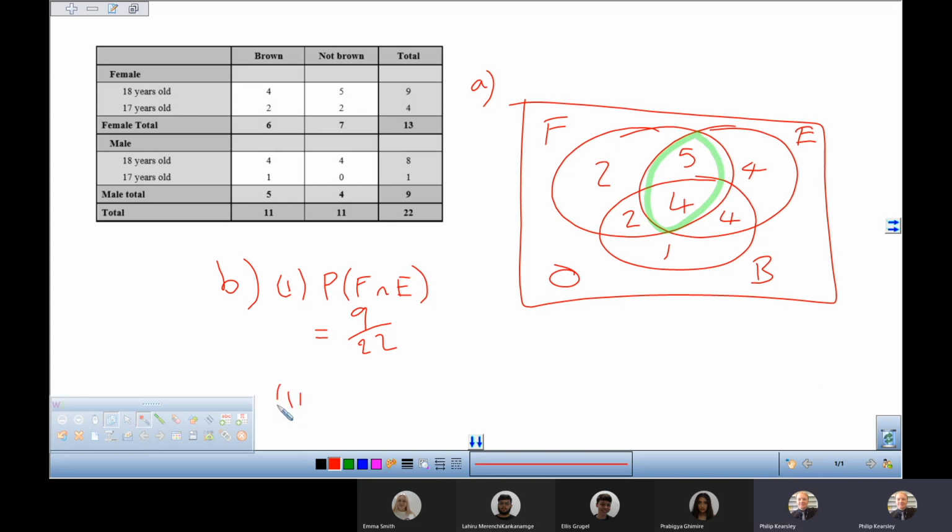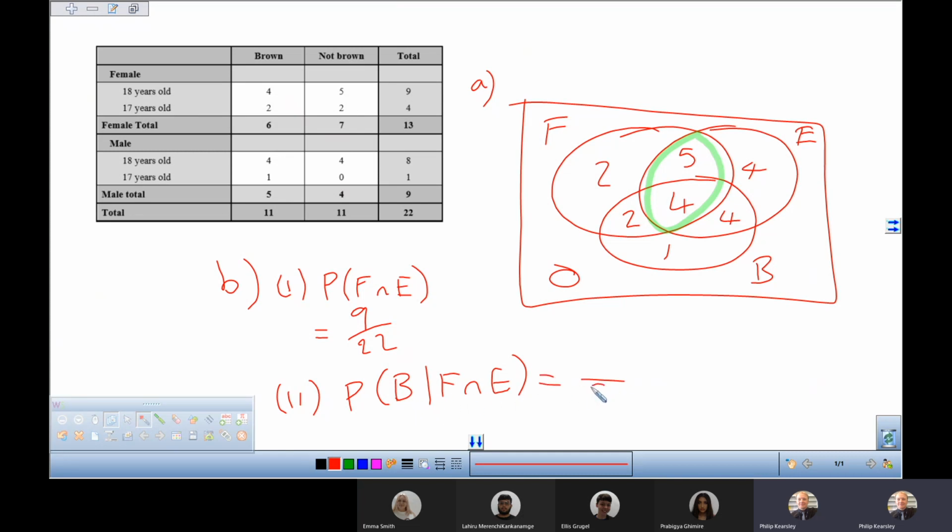The fun begins with the conditional probability in part 2. What's the probability of having brown hair given F and E? So instead of out of 22, you're actually out of these 9 students. There are 2 components. You've got the 5, which are just F and E, not B. And you've got the 4, which satisfy all 4 criteria. And that's what we're looking for, because we want the brown hairs out of those 9.